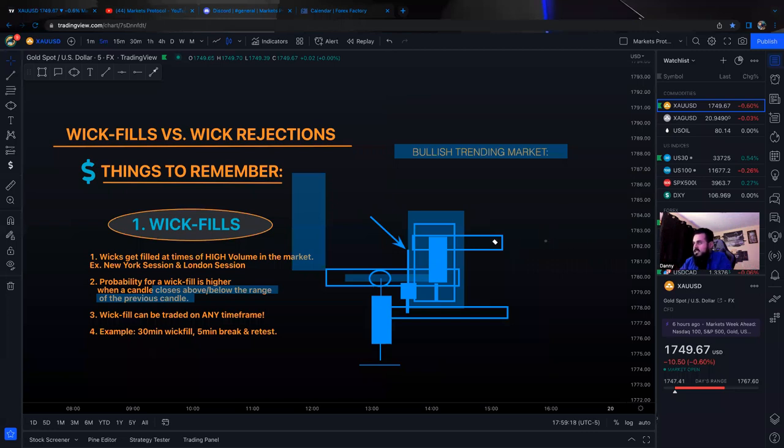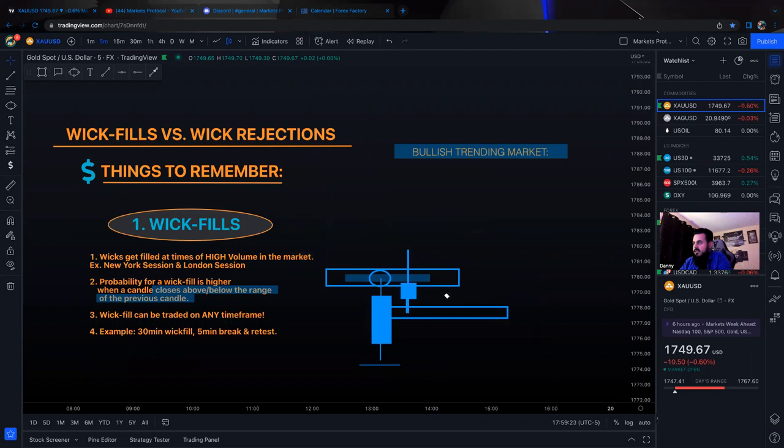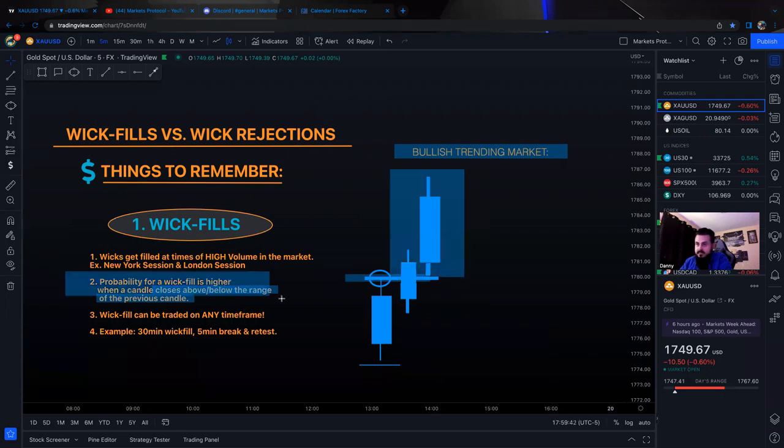Okay, so this example, you can expect probability to be lower, definitely, when a candle is not closing above the range of the previous candle. But when you do see candles closing above the range of the previous candles, the probability for price to continue bullish is higher. Just remember that, okay? So this is what I mean by number 2 example right here.